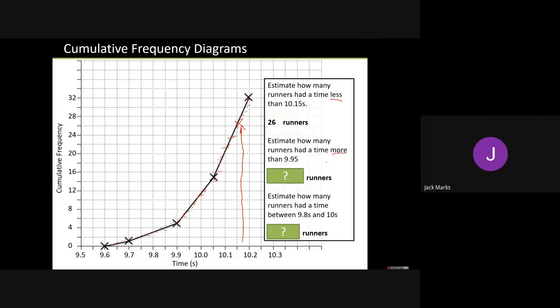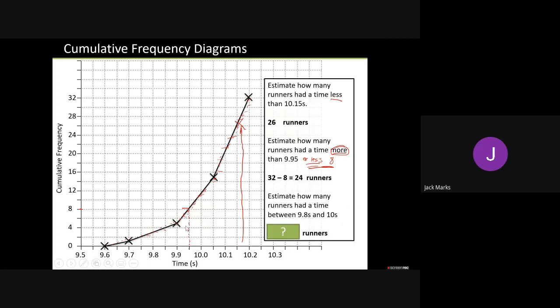How many had a running time of more than 9.95? Well, here you're looking at 8 people. 8 people ran in 9.95 or less. How many were 9.95 or less? It was 8 people. So now we're talking about more. So it means everybody apart from these 8 people. So 32 take away 8, we should get 24.